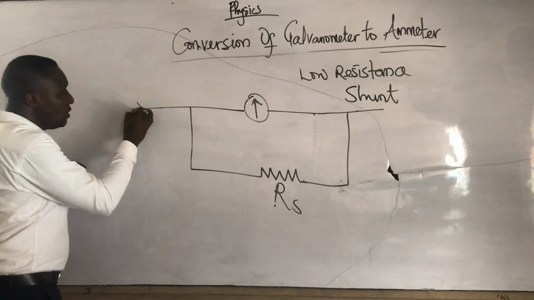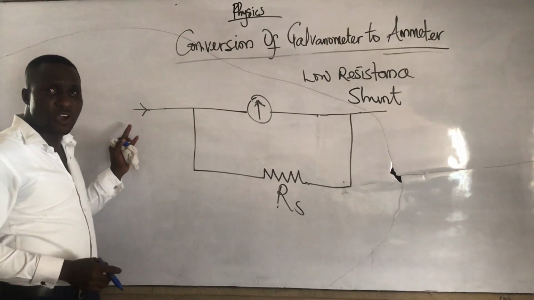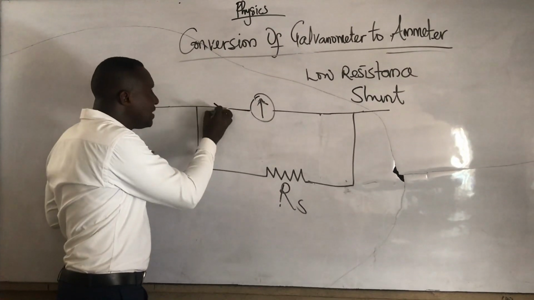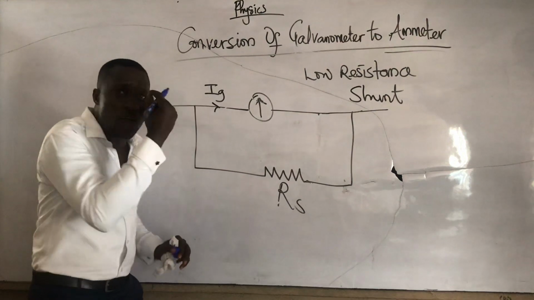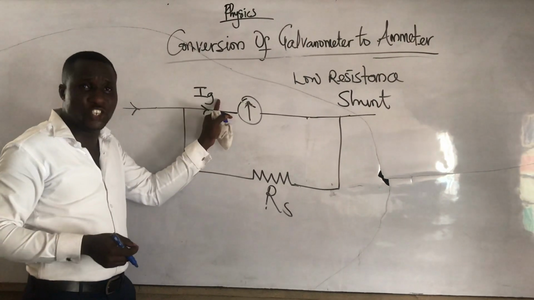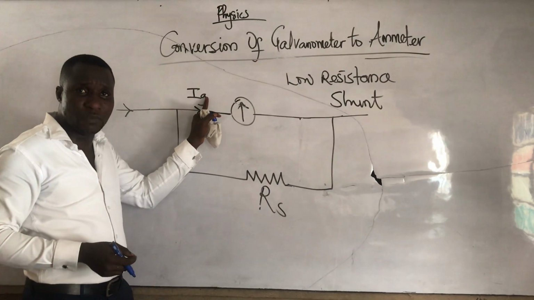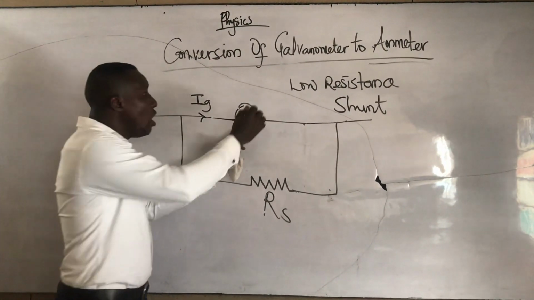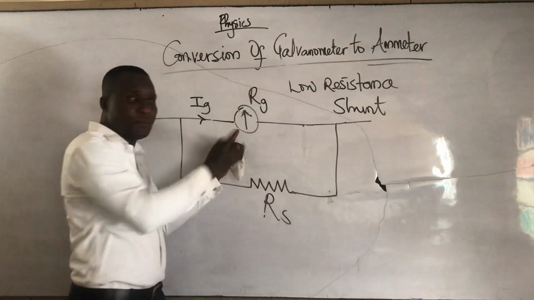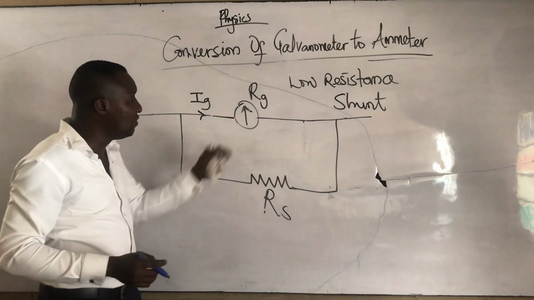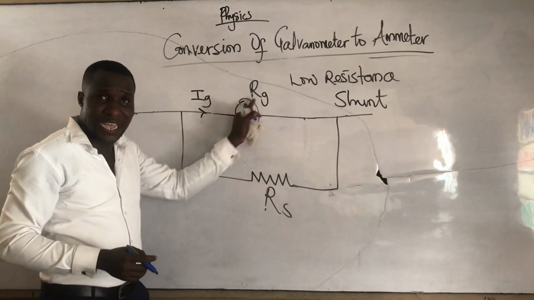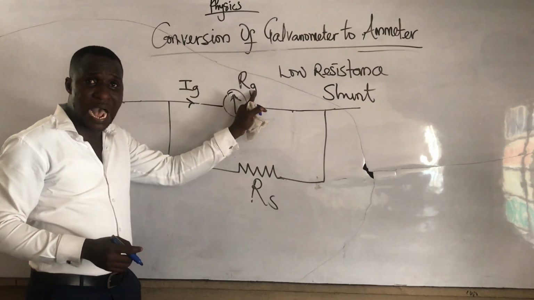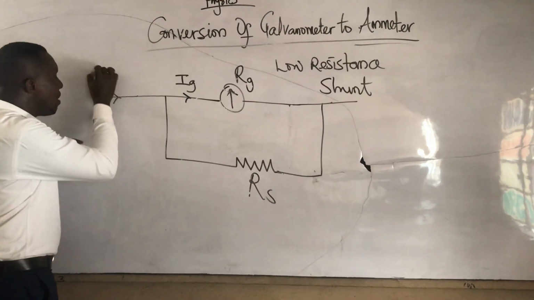When you have a current coming from a source, the current that flows through the galvanometer is known as a minute current, a small current that is given as I_G. That is the current that flows through the galvanometer. Don't forget that a galvanometer has a resistance, which is called the resistance of galvanometer, given as R_G.